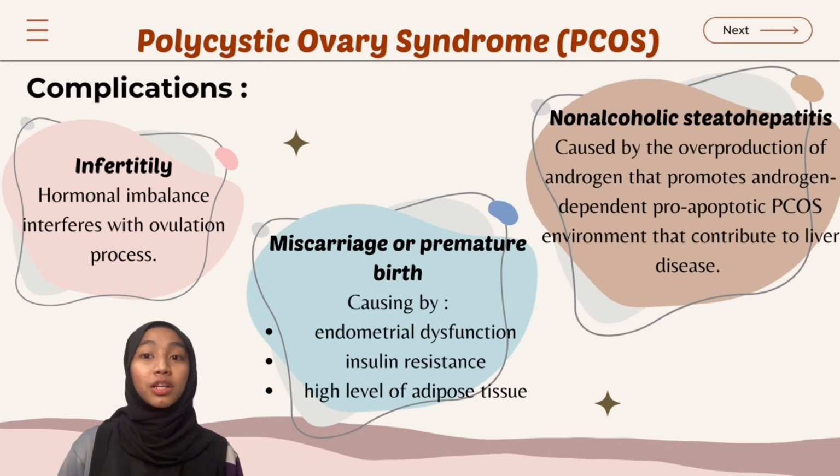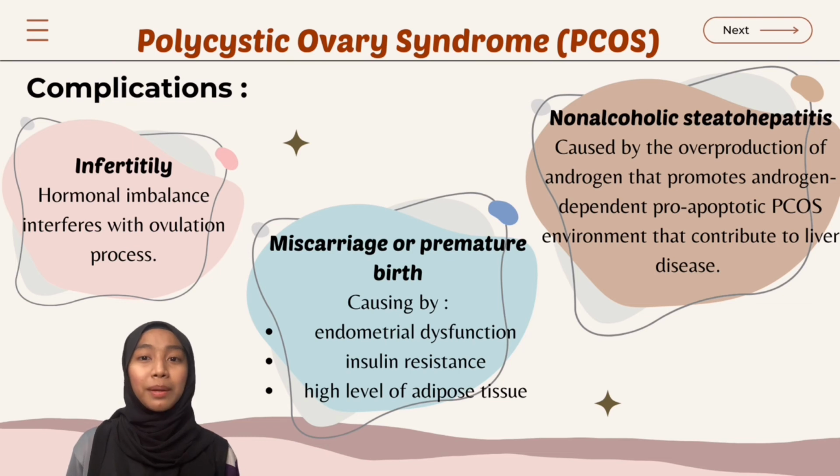Polycystic ovary syndrome can give rise to several complications towards the patients. Firstly, PCOS can cause infertility. PCOS can affect the balance of hormones that then will interfere with the ovulation process. If the ovules are not released from the ovaries, then the fertilization process cannot occur. Thus, no pregnancies could happen.